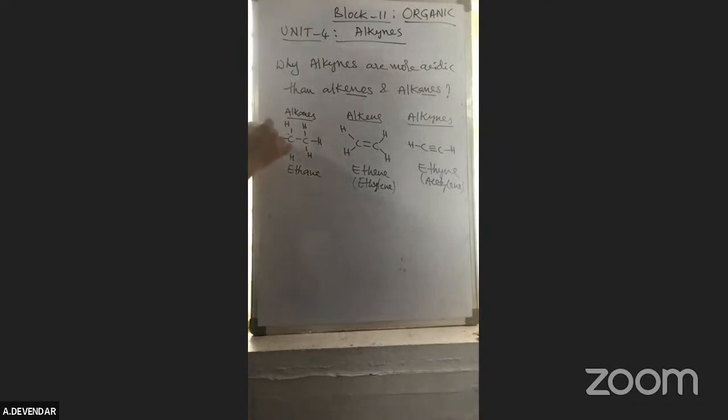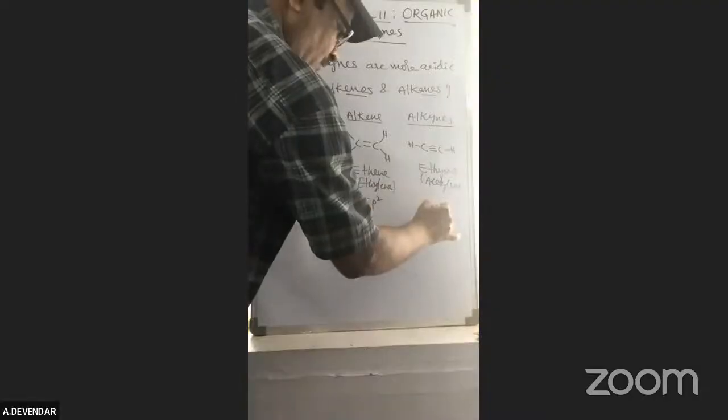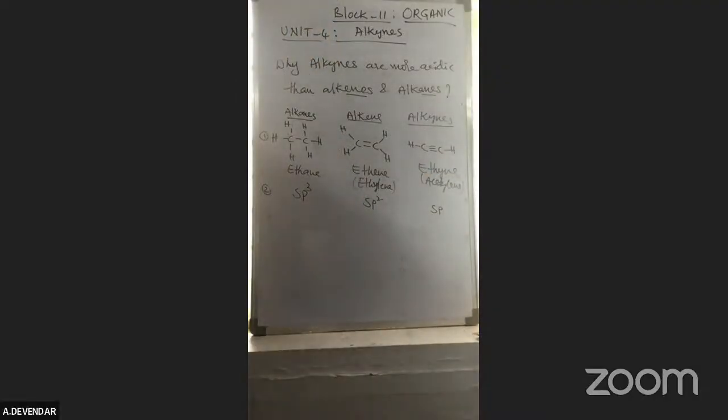Now the first point, I wrote the structural formula. Coming to the second point: the carbon-carbon single bond undergoes sp3 hybridization. Here the carbon undergoes sp2 hybridization. Here it undergoes sp hybridization. Now coming to the third point, which is very important. In sp3, what is the percent of s character?